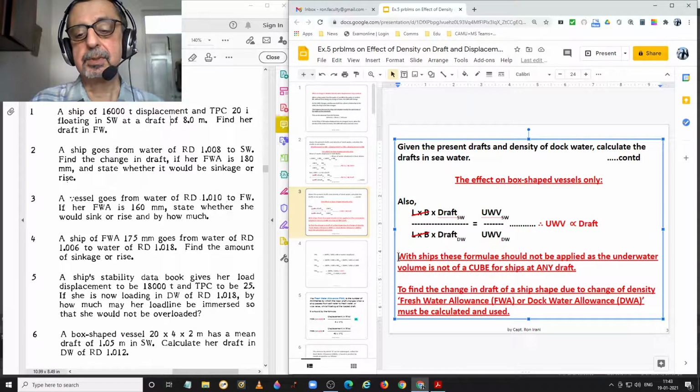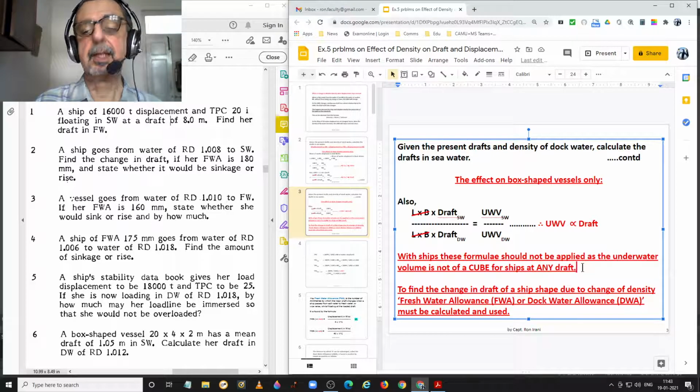With ships, these formulas should not be applied, as the underwater volume is not that of a cube for ships at any draft. Though the theory stays the same, the formulae that we have discussed above should not be applied. Instead, what is applied is something called freshwater allowance and dock water allowance to get the new drafts.